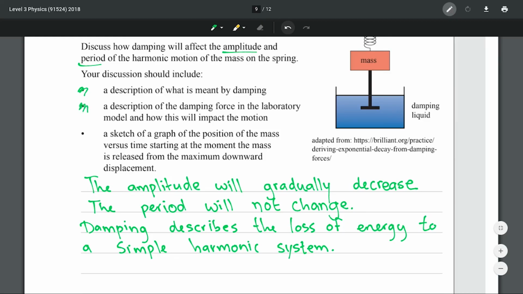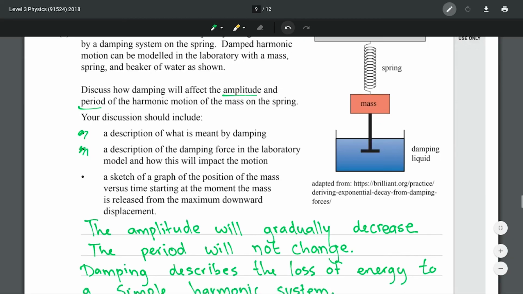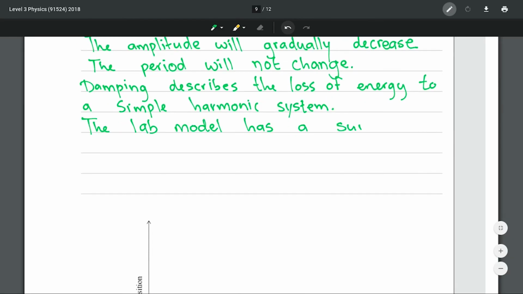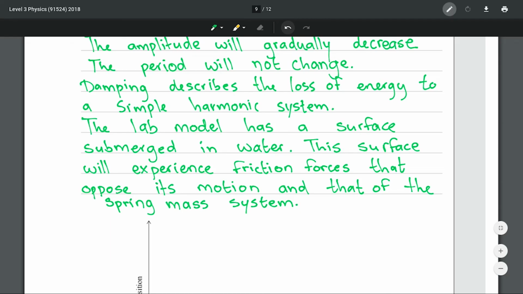Now it wants a description of the damping force in the laboratory model. And so as we can see here, our model damps the system by having this apparatus in the liquid, and we're going to get a friction force which is going to oppose the motion of the mass both upwards and downwards. The lab model has a surface submerged in water. This surface will experience friction forces that oppose its motion and that of the spring mass system.